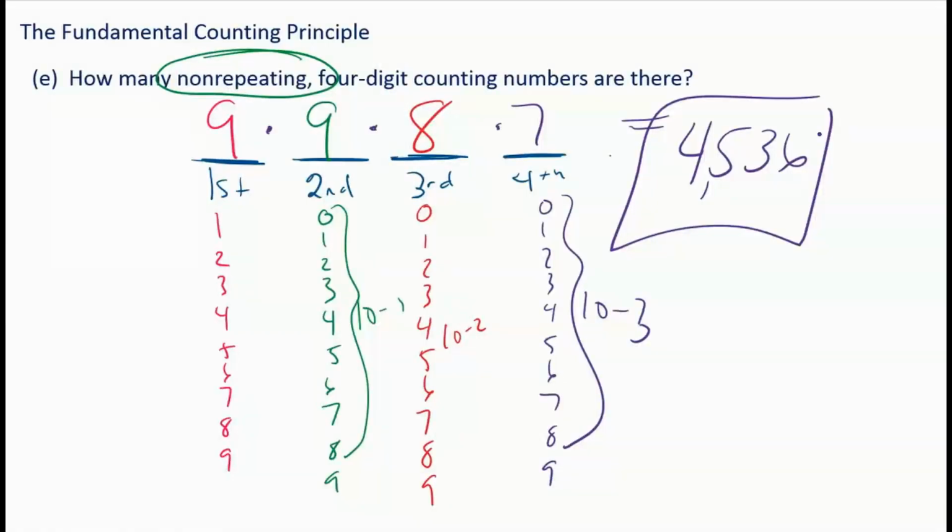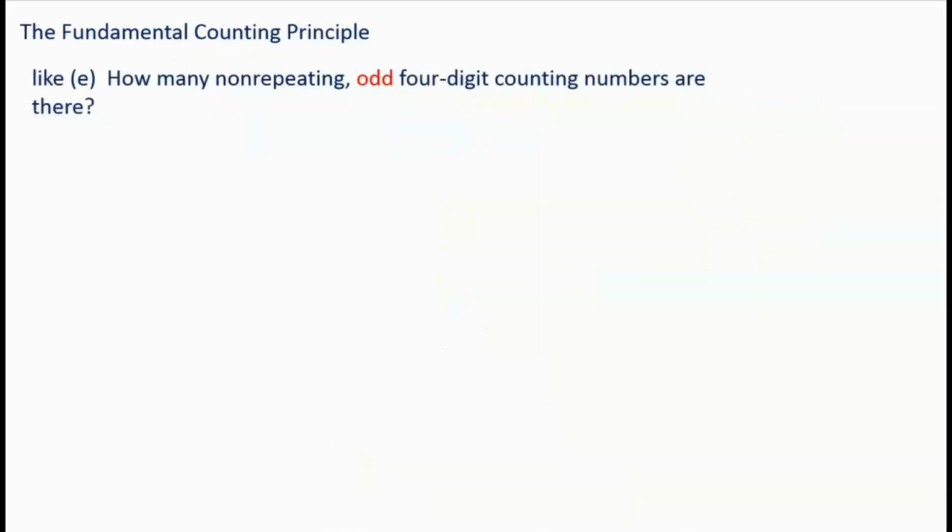Okay, now let's go on to another problem that's very similar to this one. Notice I put "like E." This is very similar to E. I didn't call it F, I just called it "like E." But if you'd like to call it F and then change all the rest of the problems in the lecture, you certainly can. Now, a problem like E says, how many non-repeating, there we go again with the non-repeating, odd 4-digit counting numbers are there.